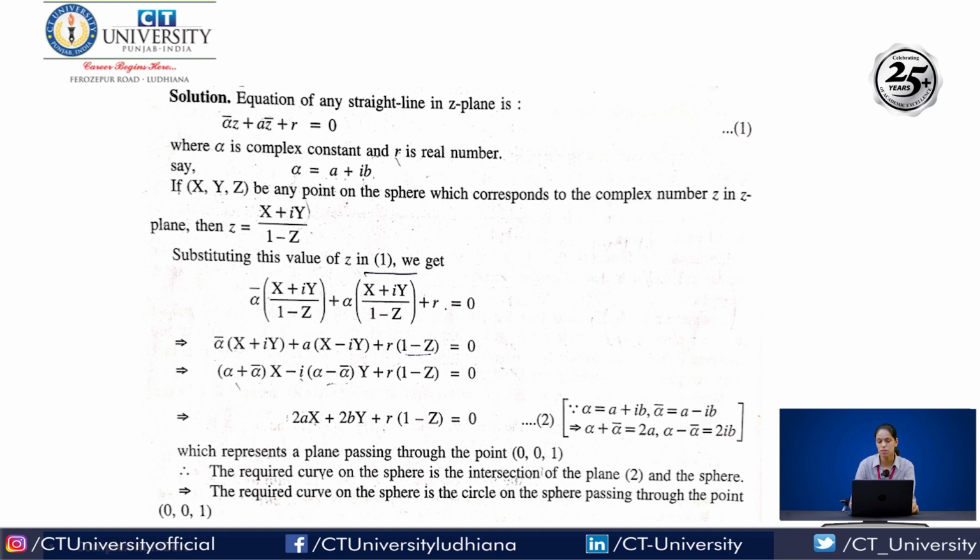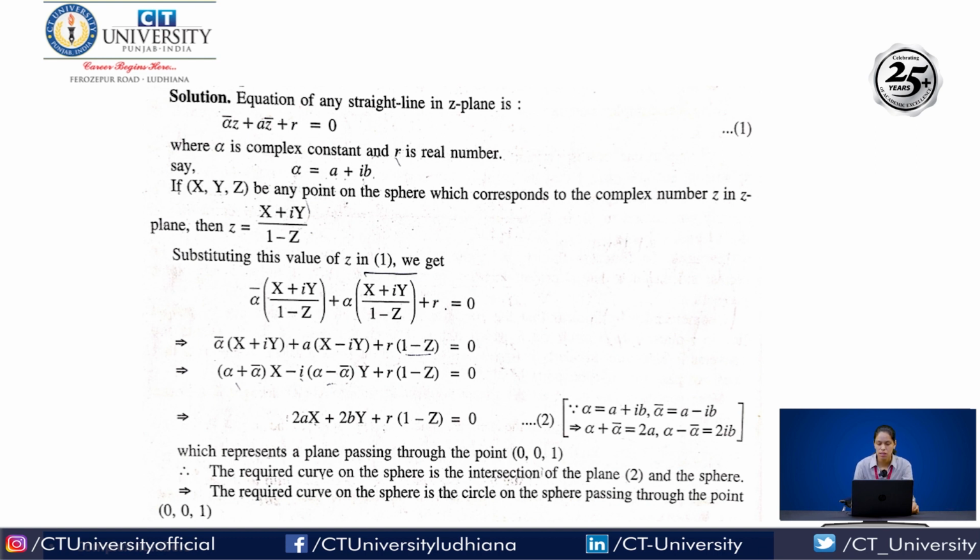Substitute the value of z in the first equation, that is alpha bar z plus alpha into z bar plus r, that is the equation of the straight line. Put the value of z in that equation. So alpha bar times (x plus iota y) by (1 minus z) plus alpha into ((x plus iota y) by (1 minus z)) whole conjugate plus r equals 0.